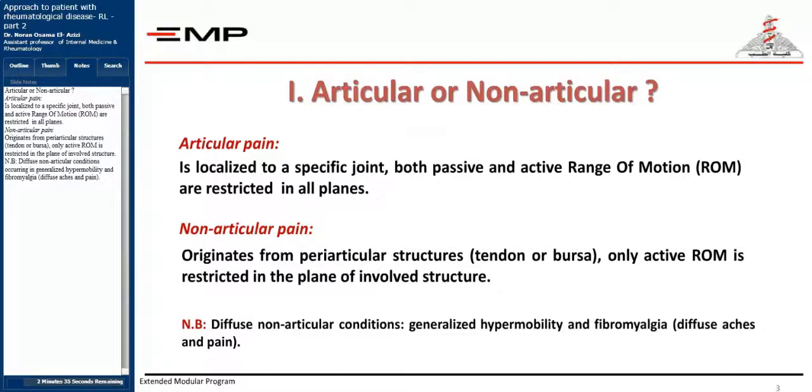1. Articular or non-articular. Articular pain is localized to a specific joint. Both passive and active range of motion, ROM, are restricted in all planes. Non-articular pain originates from periarticular structures, tendon or bursa. Only active ROM is restricted in the plane of the involved structure. NB: diffuse non-articular conditions occur in generalized hypermobility and fibromyalgia, with diffuse aches and pain.